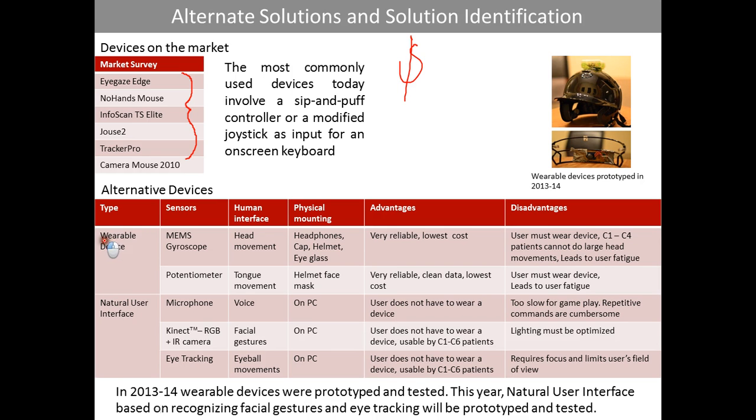So, in the year 2013-2014, I decided that I wanted to tackle this issue through the lens of wearable devices. So there I had several different design choices, and so I chose last year to prototype wearable devices, of which the most successful device tracked head movements and tongue movements to provide keyboard and mouse inputs. This device was highly reliable and performed at high accuracy. The only problem was that it relied on head and neck movements, which C1 quadriplegics cannot do, so this device wouldn't be usable for them. So this year I resolved to create a natural user interface which tracks facial gestures and eyeball movements, and this would solve the issues that the wearable device had.